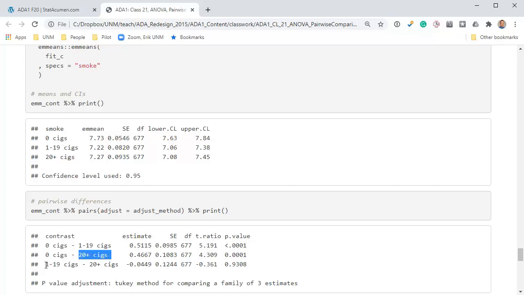Finally, what about the 2 smoking groups? So now we have the low smoking minus the high smoking. We have a negative 0.04, that's close to 0, and the p-value is large, 0.9. So there is not evidence that these 2 groups differ. And that is consistent with our plot at the very beginning.